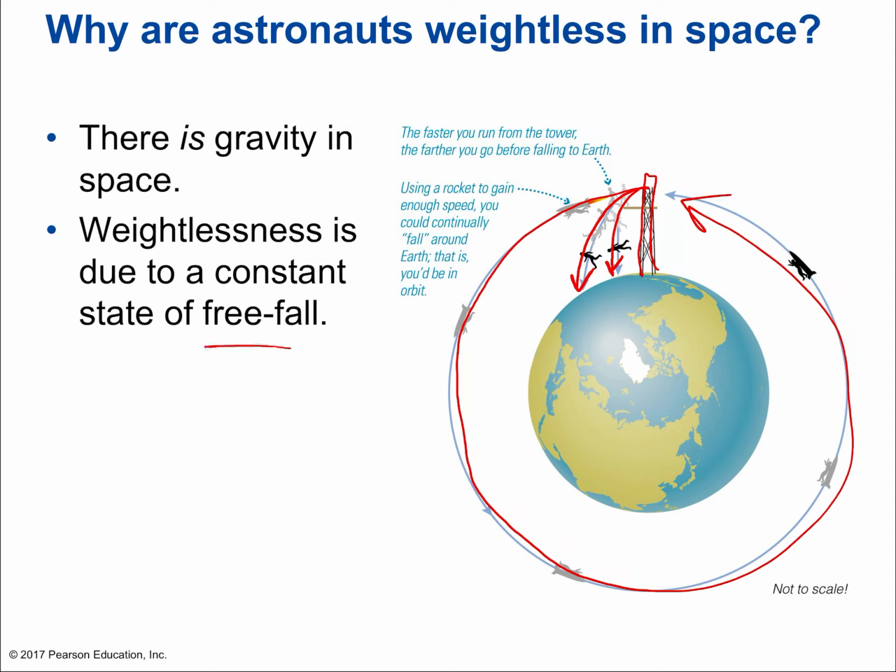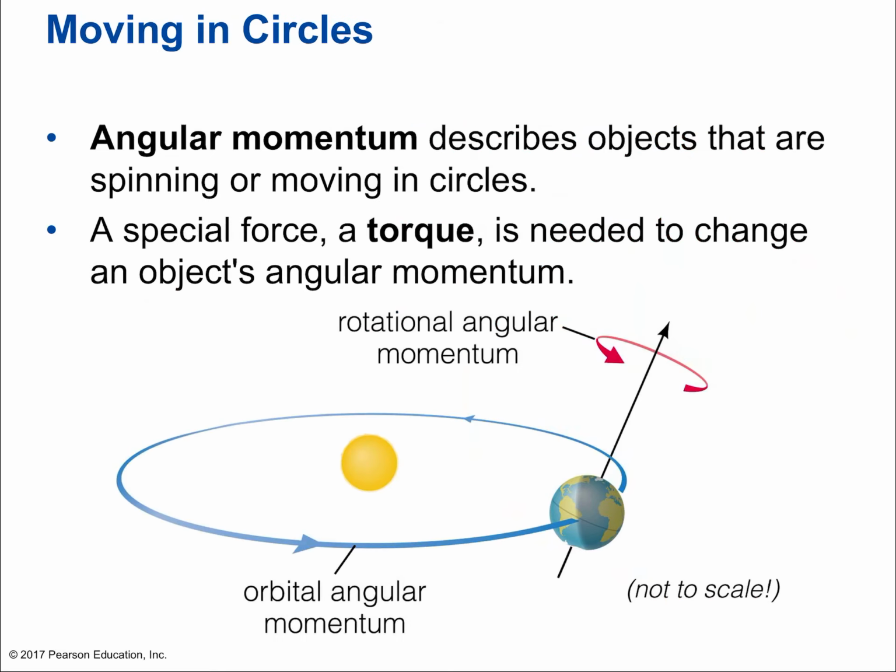All right, so it's in a constant state of free fall. All right, more about angular momentum. It describes objects that are spinning or moving in circles, as I said. Now, the type of force that applies to angular momentum is called torque. It's actually not a force. It has slightly different units, but we can think of it as being very similar to a force.